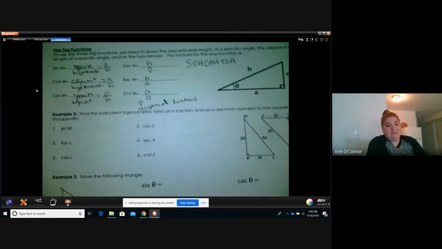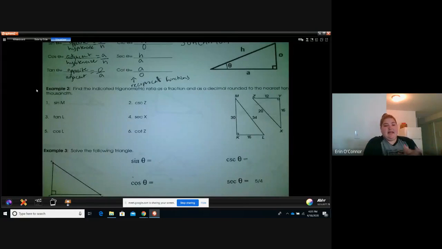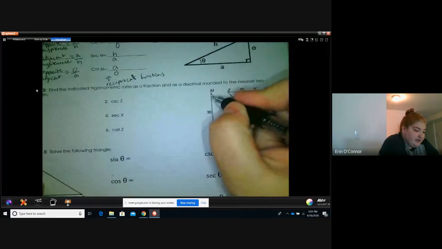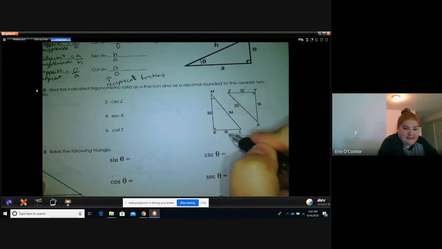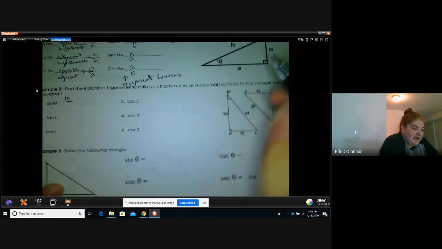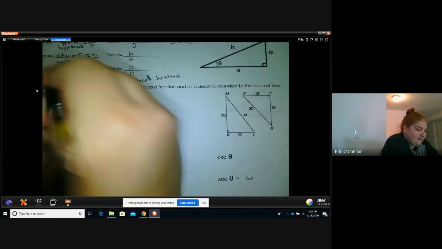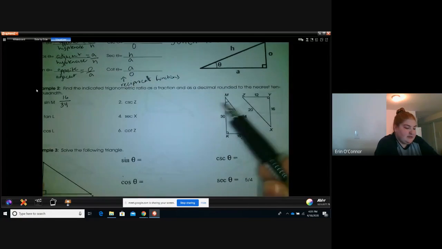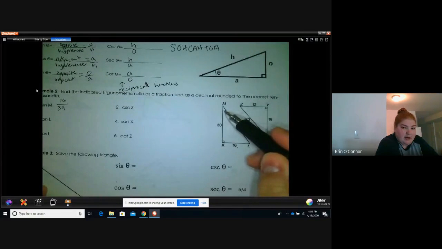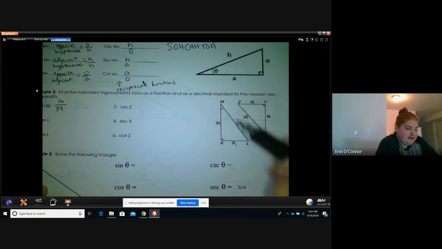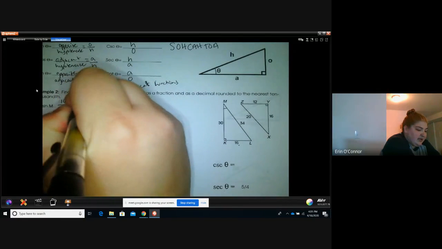All right, example 2. Find the indicated trigonometric ratio as a fraction and as a decimal. We're just going to do the fraction, but we are rounding to the nearest 10,000ths whenever we're doing decimal. So we need sine of M. Angle M is right here. Sine is opposite, which is 16, over hypotenuse, and the hypotenuse is 34. Remember, opposite of M is 16, hypotenuse is 34 because it's across from the 90 degrees. Now, if we reduce this, we get 8 over 17.